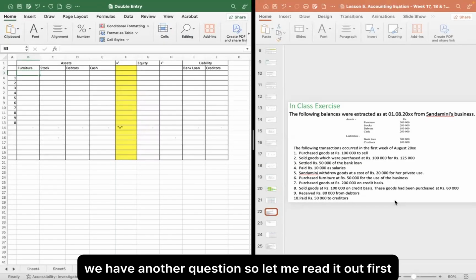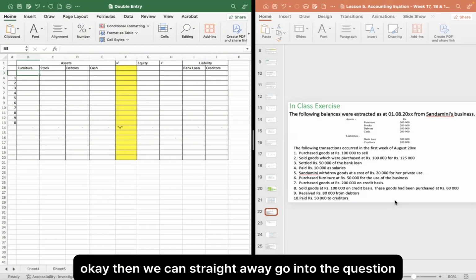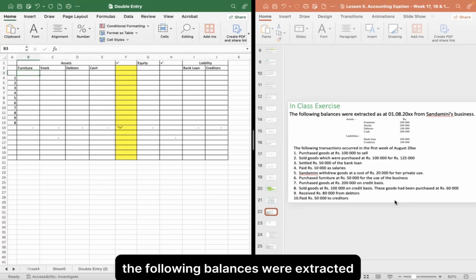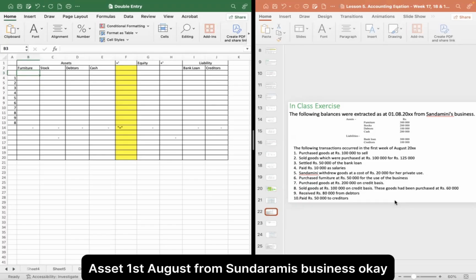Okay, we have another question. Let me read it out first. Then we can straight away go into the question. The following balances were extracted as at 1st August from Sandhamini's business.